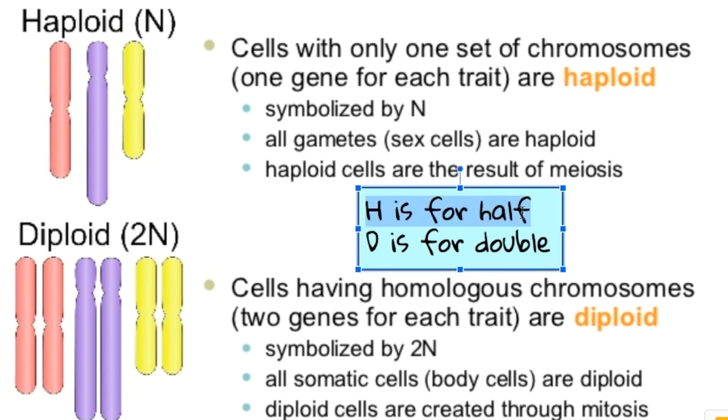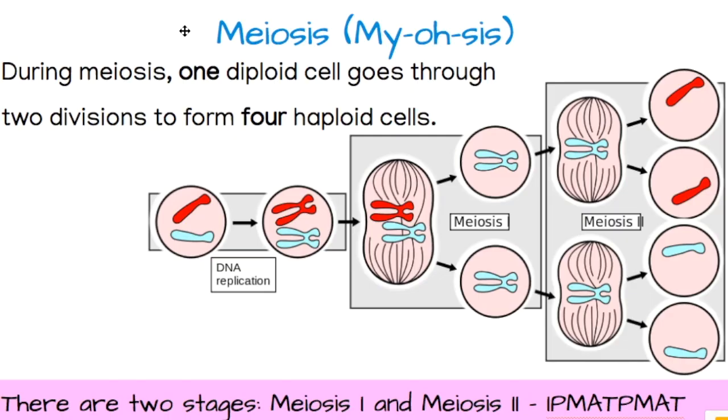H, I like to think of haploid sounds like half. Diploid starts with D, and that sounds like D is for double. Diploid cells have homologous chromosomes, which are the matching buddy chromosomes. There are 2 genes for every trait in a diploid cell, and we symbolize it with the 2N, 2 times 23, in that case for humans would be 46. All of your somatic cells are diploid, and diploid cells are created through mitosis. Remember, D is for double, H is for half. Diploid is double the information of a haploid, which is half of the information.